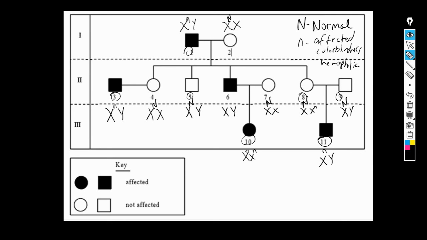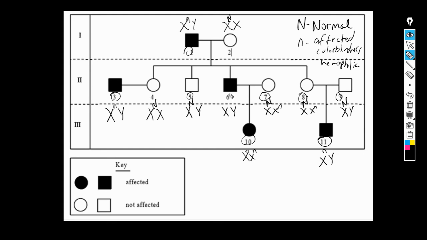The same thing applies to individual number 7. Individual number 7 is normal, but the female is affected, which means that female had to be able to give one of those little n's. So she would also be X big N, X little n. She would be a carrier or a heterozygous individual, just like number 8.